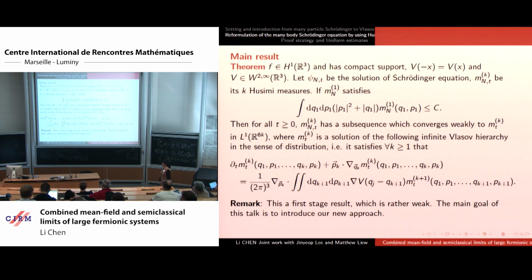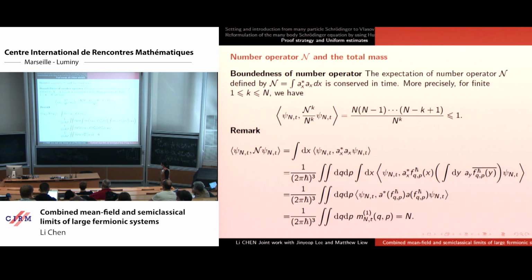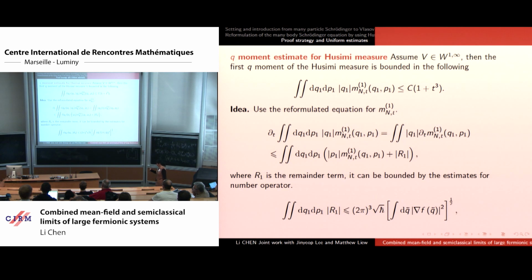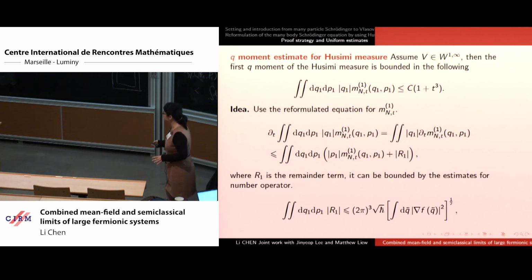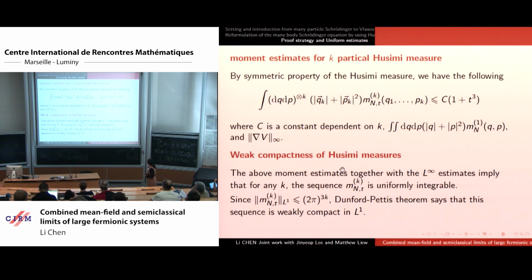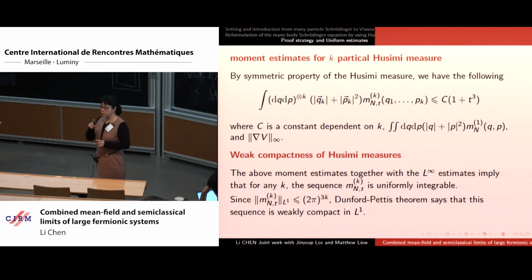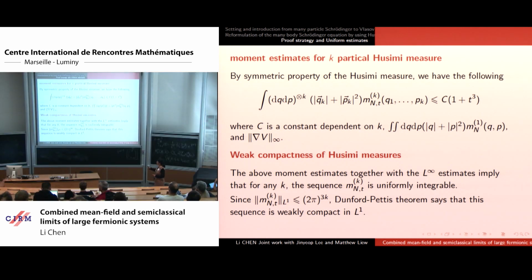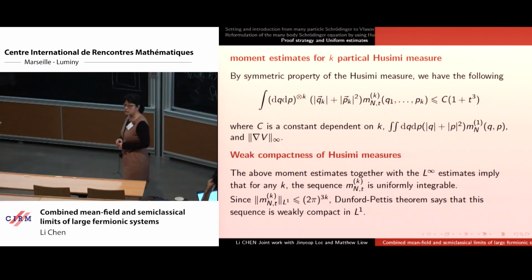The R1 has itself an h there. So the estimate for the Q1 moment can be bounded by just direct computation with extra estimate for the R1. It can be done like this, not so difficult. And then with these two moment estimates for P squared and Q with one power, due to the symmetric property of the K particle Husimi measure, we automatically get the same boundedness for the K particle Husimi measure, increasing in time with t cubic, which is not exponential. We haven't used any Gronwall inequality here.